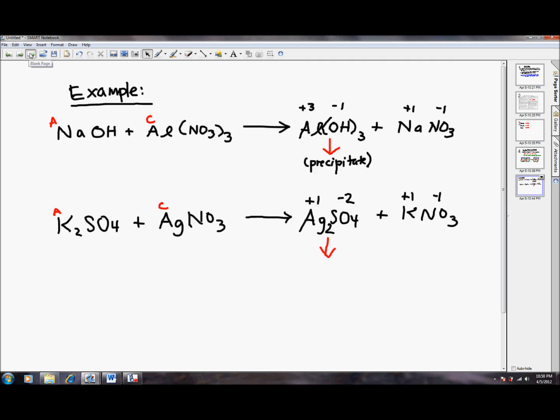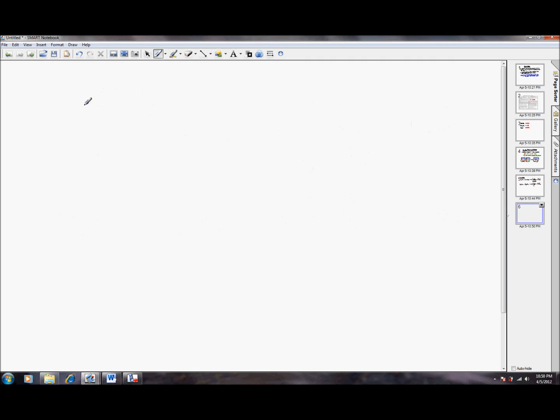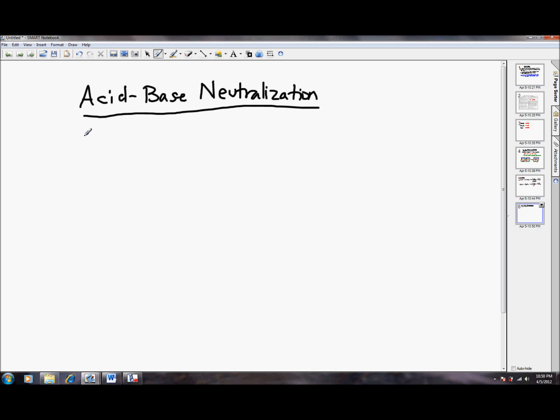Okay, the last thing that we're going to talk about in this one is a special group of double displacement reactions that are called acid-base neutralization. And this is a special double displacement. Okay, it's always an acid plus a base. Well, what's a base?